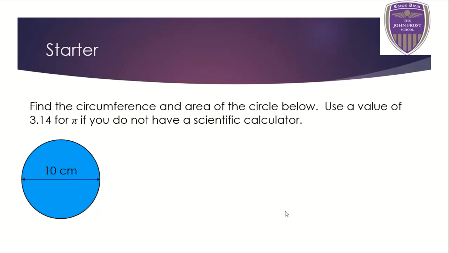So a quick starter. I'm going to find the circumference and area of the circle below. Either use 3.14 for pi. If you haven't got a scientific calculator, use 3.14 for pi. If you have got a scientific calculator, then use the pi button on your scientific calculator. So pause the video and have a go.